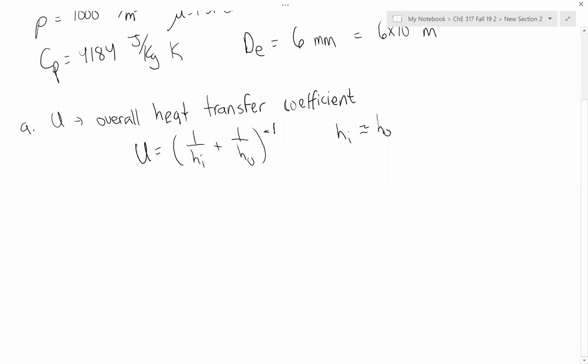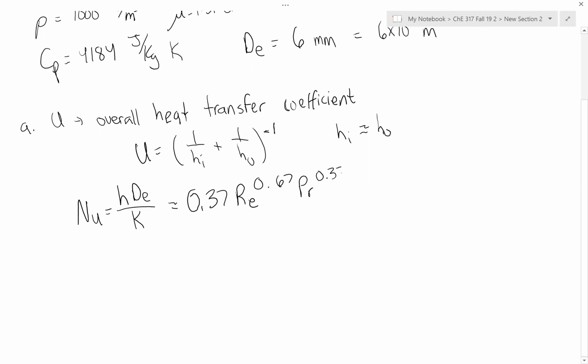Since it's a plate and frame heat exchanger, I'm going to be looking at the plate and frame expression that states that Nusselt, which is equal to H times the effective diameter over K, is equal to 0.37 times Reynolds to the 0.67 times Prandtl to the 0.33. So we need to find our Reynolds number and our Prandtl number.